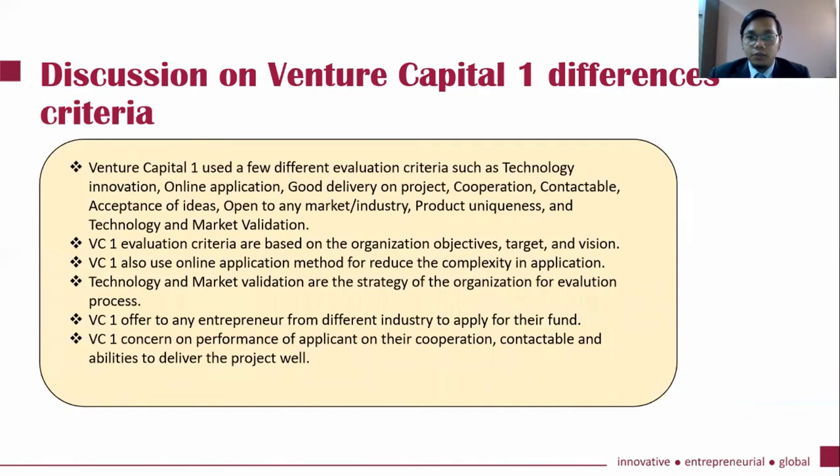So Venture Capital 1 has some different criteria from Venture Capital 2 and entrepreneurs, which are technology innovation, online application, good delivery on project, cooperation, contactable, acceptance of idea, open to any market or industry, product uniqueness, and technology and market validation. So the criteria stated by Venture Capital 1 are based on the organization's objective, target and vision. Venture Capital 1 also has uniqueness in the requirement on the characteristic of the proposal, where the proposal must be applied by online method, because they want to reduce the complexity in application.